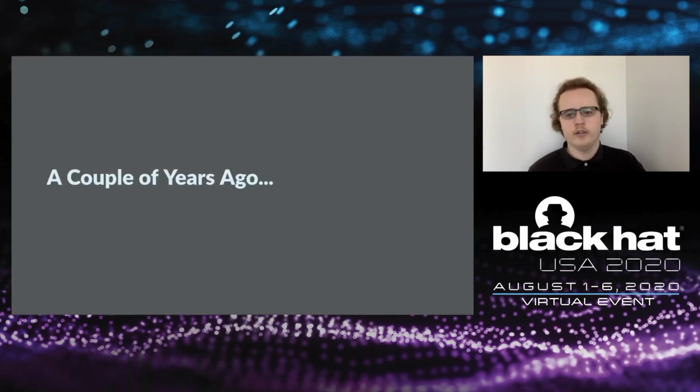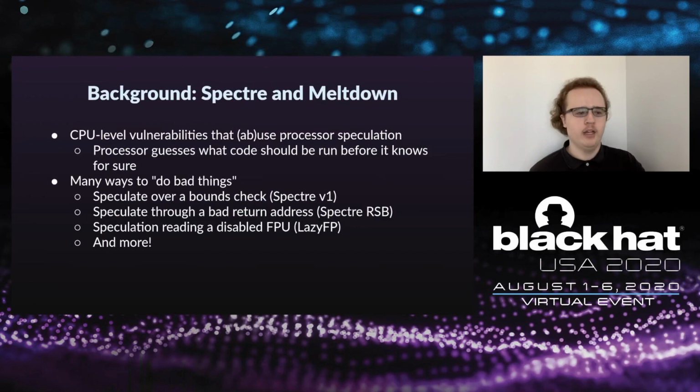So a couple of years ago, Spectre and Meltdown happened. For those who didn't hear at the time or haven't heard since, they're CPU-level vulnerabilities that abuse processor speculation. Basically, modern processors speculate what code should be run before they know for sure, to make your code faster.